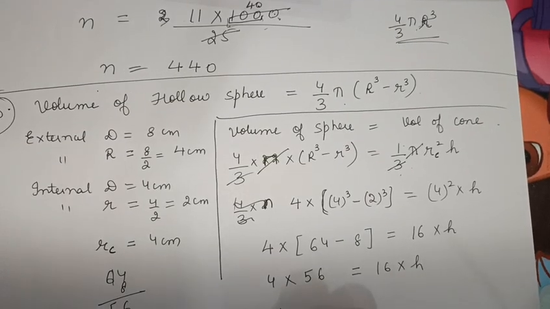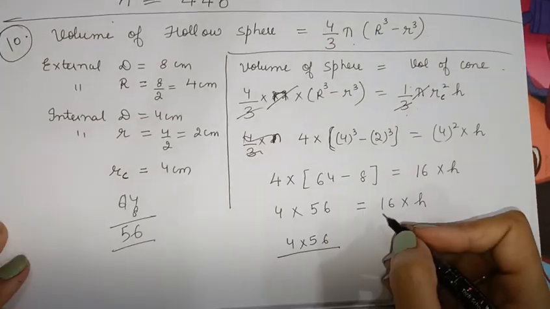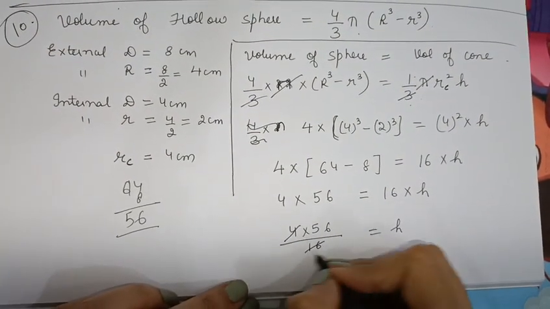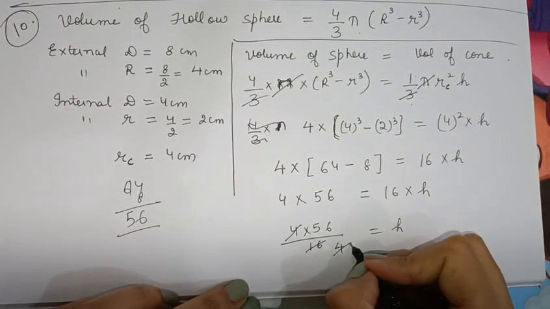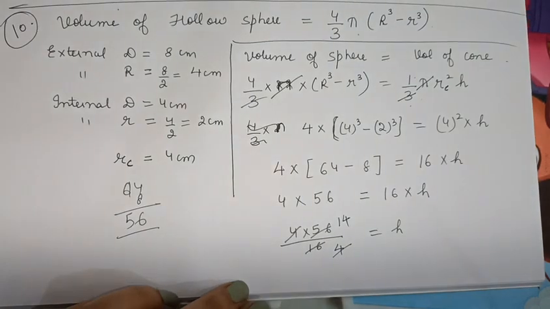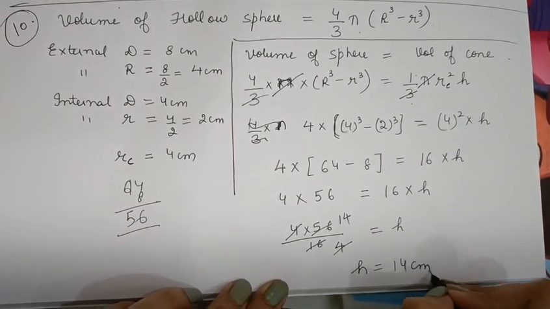So this 16 we will shift here. It is getting multiplied. When we are shifting it to the other side, it will get divided. So 4 into 4 is 16. Then 4 into 1 is 14. So h is equal to 14 centimeter.